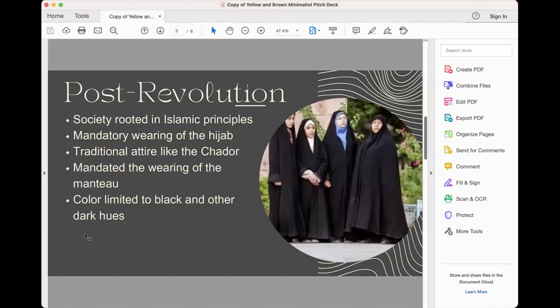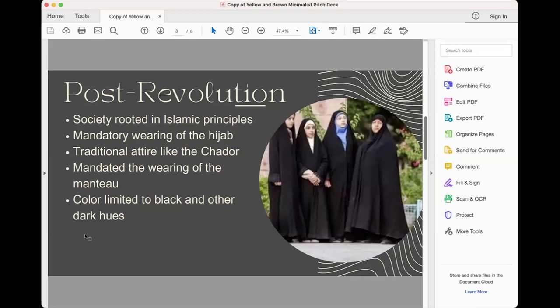For women, the most noticeable change was the mandatory wearing of the hijab, which required the covering of the hair and neck. This regulation was part of a broader dress code that also mandated the covering of arms and legs, leading to the widespread use of long, loose-fitting garments. Traditional attire like the chador became more prevalent.